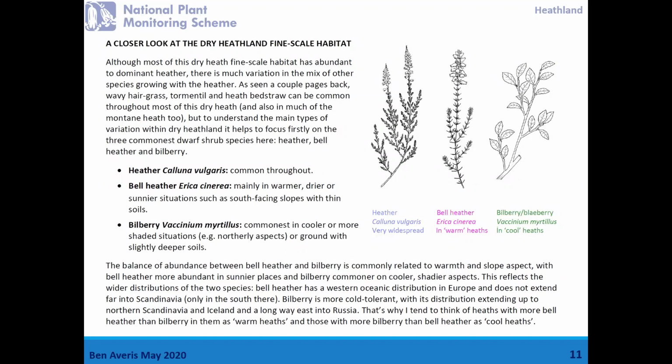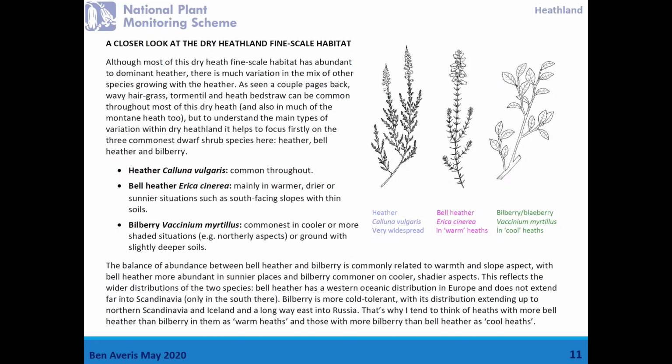They're very common, each of them very common. But bell heather has a preference for places that are a bit warmer, a bit better lit. It's an oceanic species on a European scale. It doesn't like things to get too cold. It doesn't like a lot of snow either. Bilberry, on the other hand, will extend much further east into the continent, and it can put up with a lot of cold and a lot of snow.